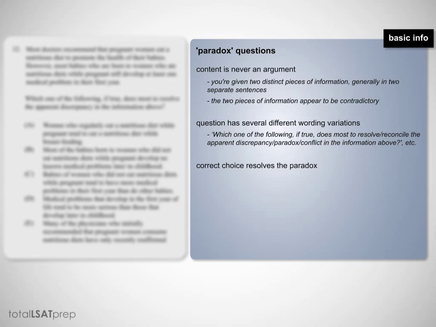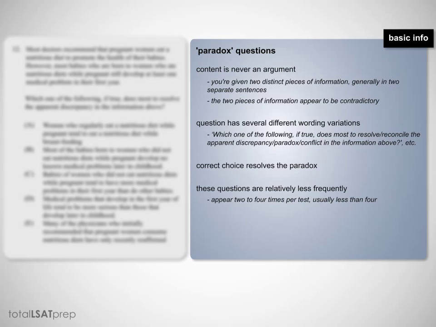The correct choice obviously resolves the paradox, and these questions are relatively less frequent. They appear about 2 to 4 times per test, usually less than 4. So they're not quite as frequent as the weaken and strengthen or principle questions, but they're not terribly rare either.